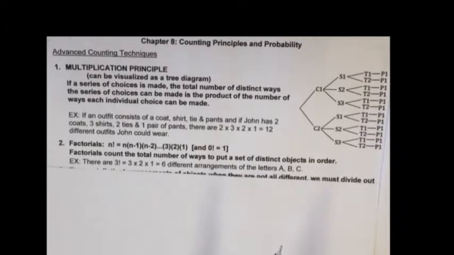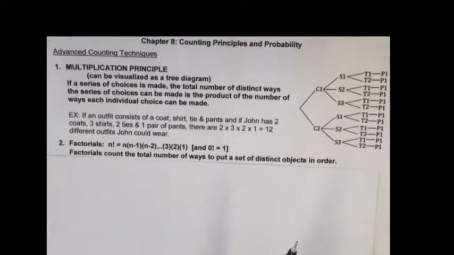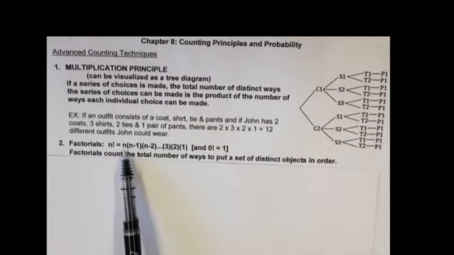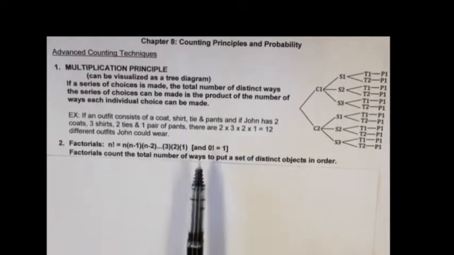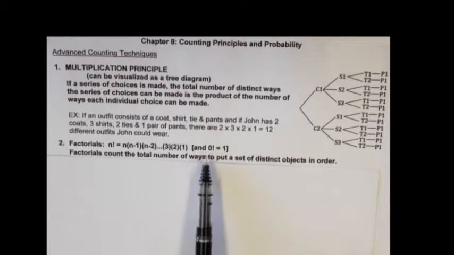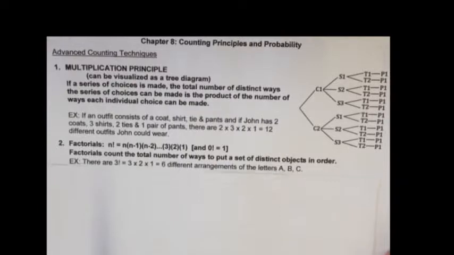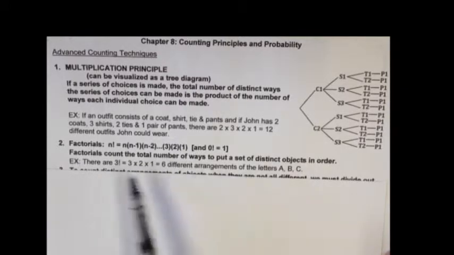Secondly, factorials. Factorials count the number of ways to put a set of distinct objects in order, and the symbol is a number with an exclamation point following it. It simply means to multiply starting at that number n down by 1 until you get to 1 and take the product, with the caveat that 0 factorial does not follow that pattern, but 0 factorial is defined to be 1. For example, if you had 3 factorial, that would be 3 times 2 times 1. That means there would be 6 different arrangements of, say, for instance, 3 letters A, B, and C.